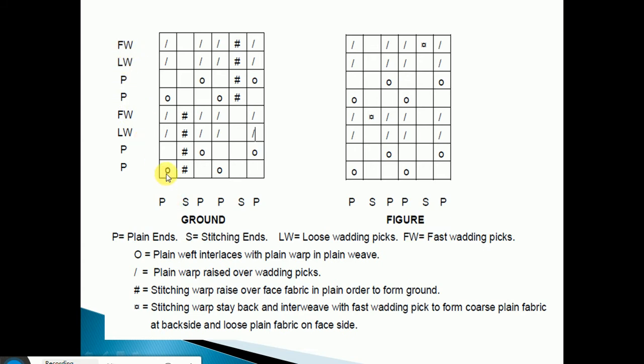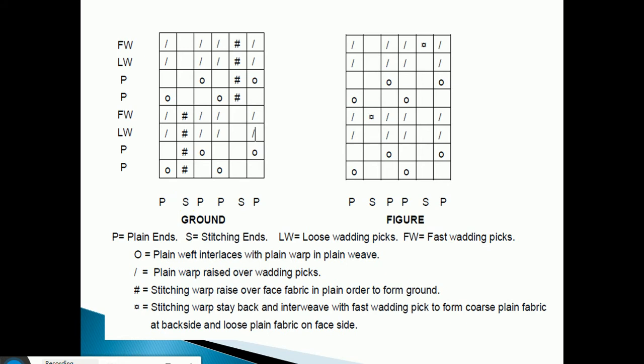What about the design? You can see, first we will mark the plain end interlaced with the plain pick in a plain order. So plain end up, down, again plain end up, down. Then here down, up, down, up. Here also up, down. Here also down, up. Then stitching end. Sorry. After that, we know that whenever inserting the wadded pick, all the plain ends will be in a raised condition. So all the plain ends we will mark in a raised condition. Okay. This is over. Then what about the stitching end?